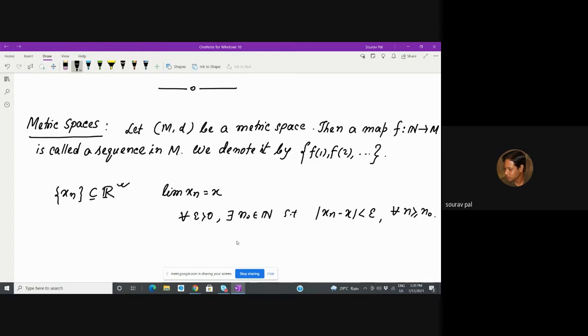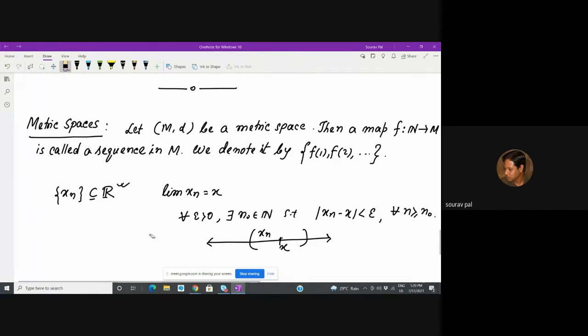What does it tell us? If this is your X on the real line, then a sequence Xn is said to converge to X if every basic neighborhood of X contains almost the whole sequence except for finitely many terms. All but finitely many terms of the sequence lie in every neighborhood of X. So this is the definition of convergence of a sequence in the real line.